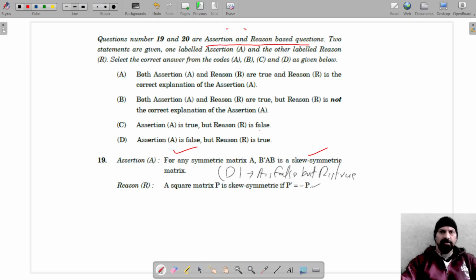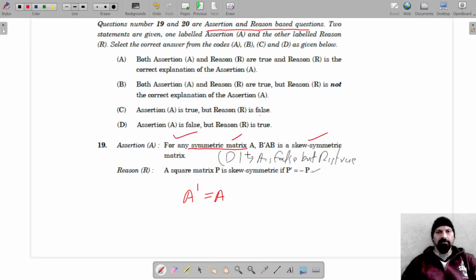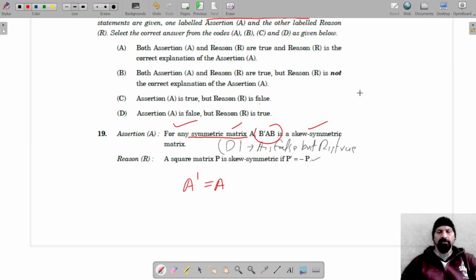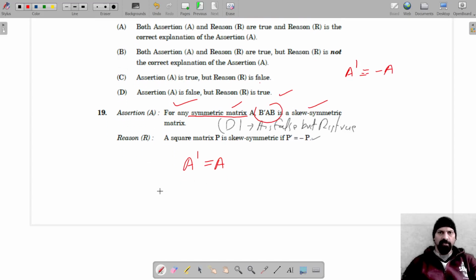For question number 19, let's check the assertion first. It's given that A is a symmetric matrix. So for any symmetric matrix A, that means A transpose is equal to A. And if A is a symmetric matrix, then this is also skew symmetric, and we know that skew symmetric matrix is one in which the transpose is equal to the negative of the matrix. So let's try to get this and see if it's equal to negative of this.